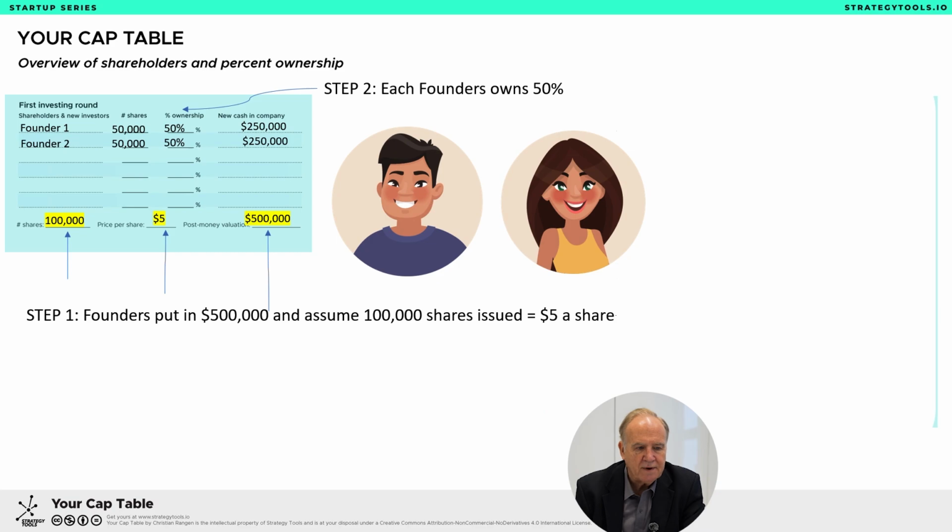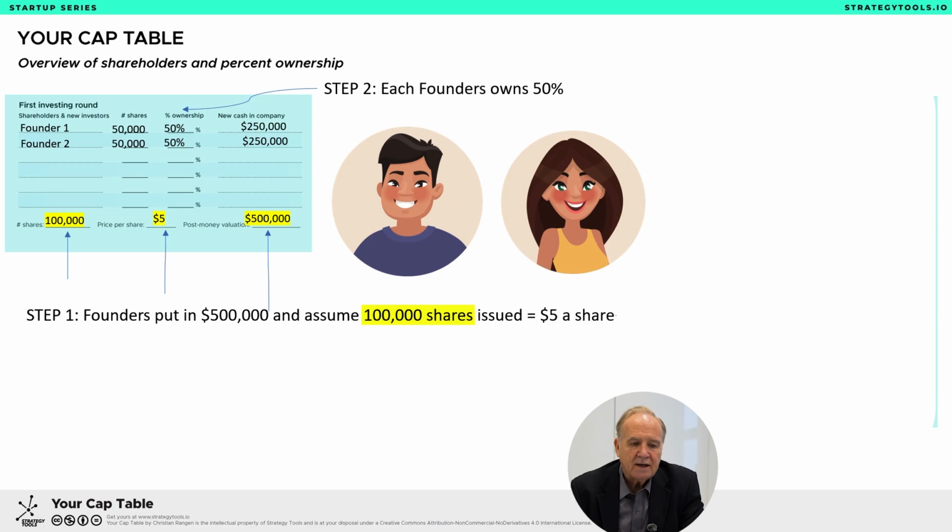The first step in doing cap tables is if you have a new business, and let's say you have two founders, they're each going to be 50% shareholders, and they each put in, say, $250,000 into the startup of the business. So that's a total of $500,000 they put into the business, and we suggest you always start with 100,000 shares to keep it simple.